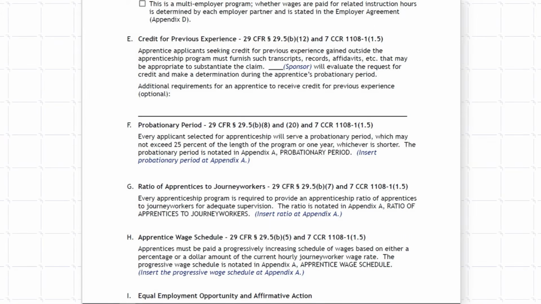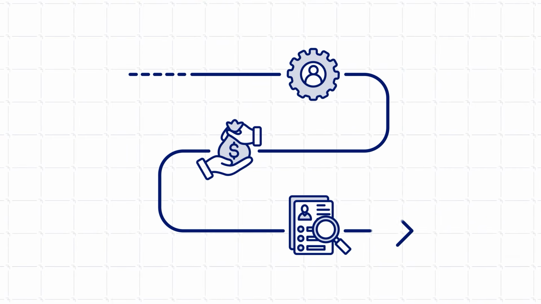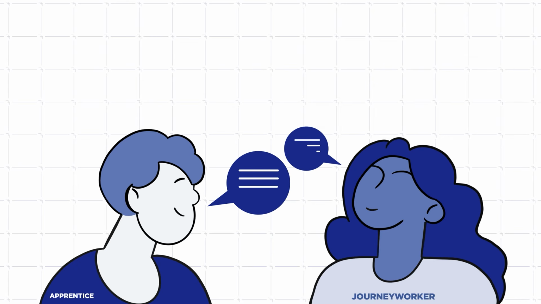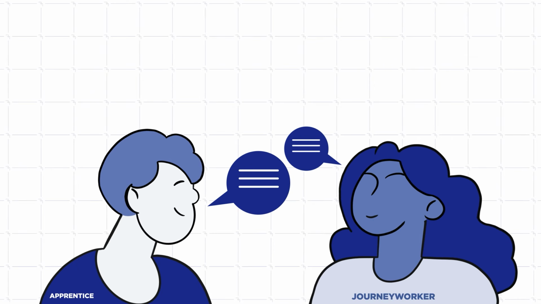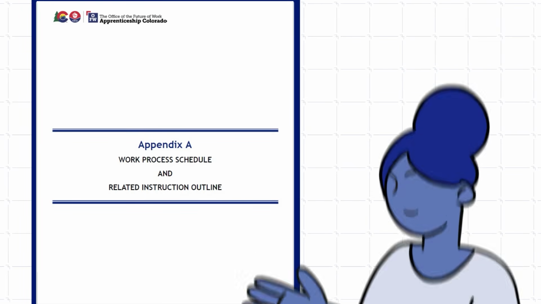Sections F through H outline the probationary period, the apprentice-to-journey worker ratio, and the wage schedule. These guidelines help ensure apprentices are effectively guided, fairly compensated, and evaluated early on to determine if they are a good fit for the program. Note that a journey worker is another term for a mentor, an experienced professional who trains and guides apprentices on the job. Sponsors provide details of each of these sections in the Appendix A, Work Process.